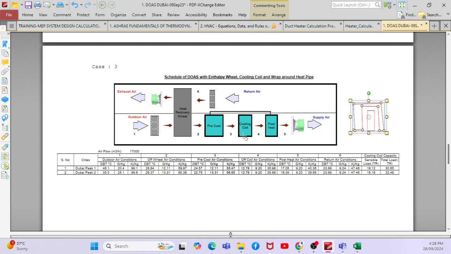When it is cool, it will be transferred to here. When it is hot, it will be transferred to here. It depends upon the density of the refrigerant.